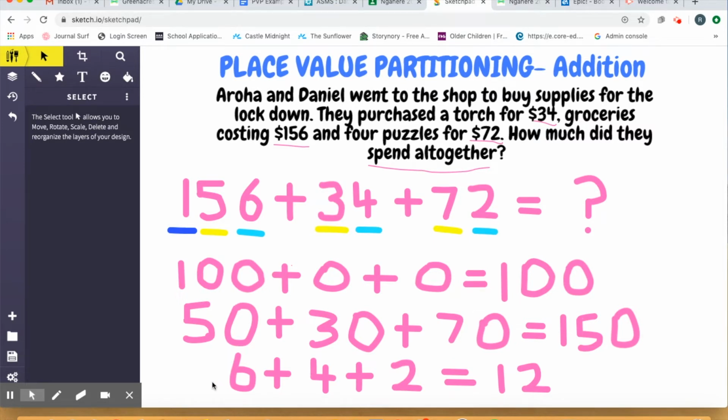And then down here, 6, 4, and 2, 12. And I know that because I can do 4 and 2 makes 6, and 6 and 6 is 12. That's my doubling. Or I know that 6 and 4 makes 10, plus my 2 makes 12.